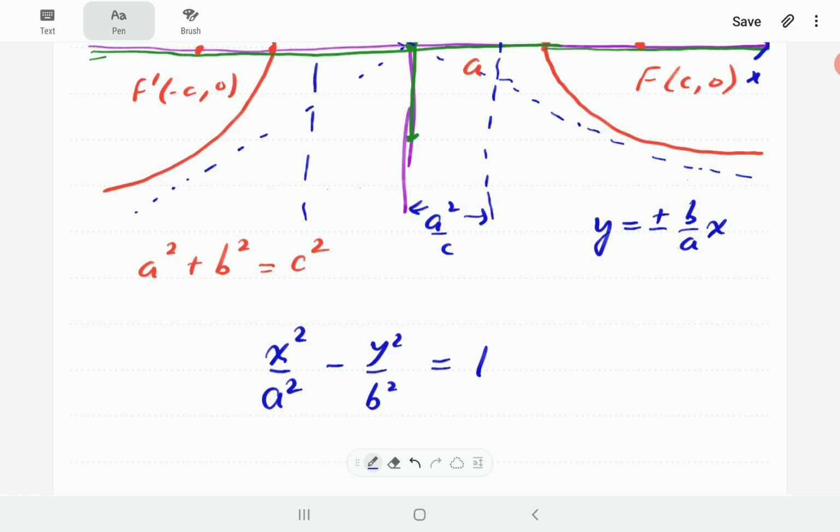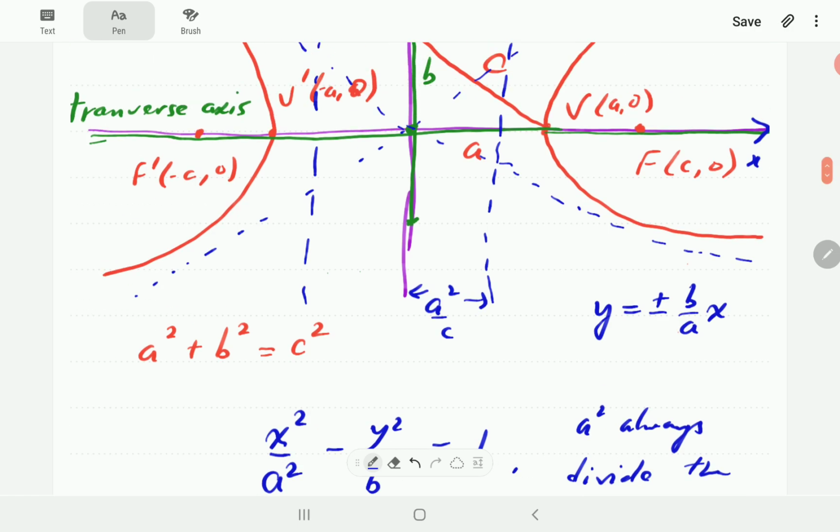Since there are no restrictions on whether a is bigger or smaller than b, here a squared is always the number dividing the positive term. So a squared always divides the positive term. We'll see how this works out through examples.